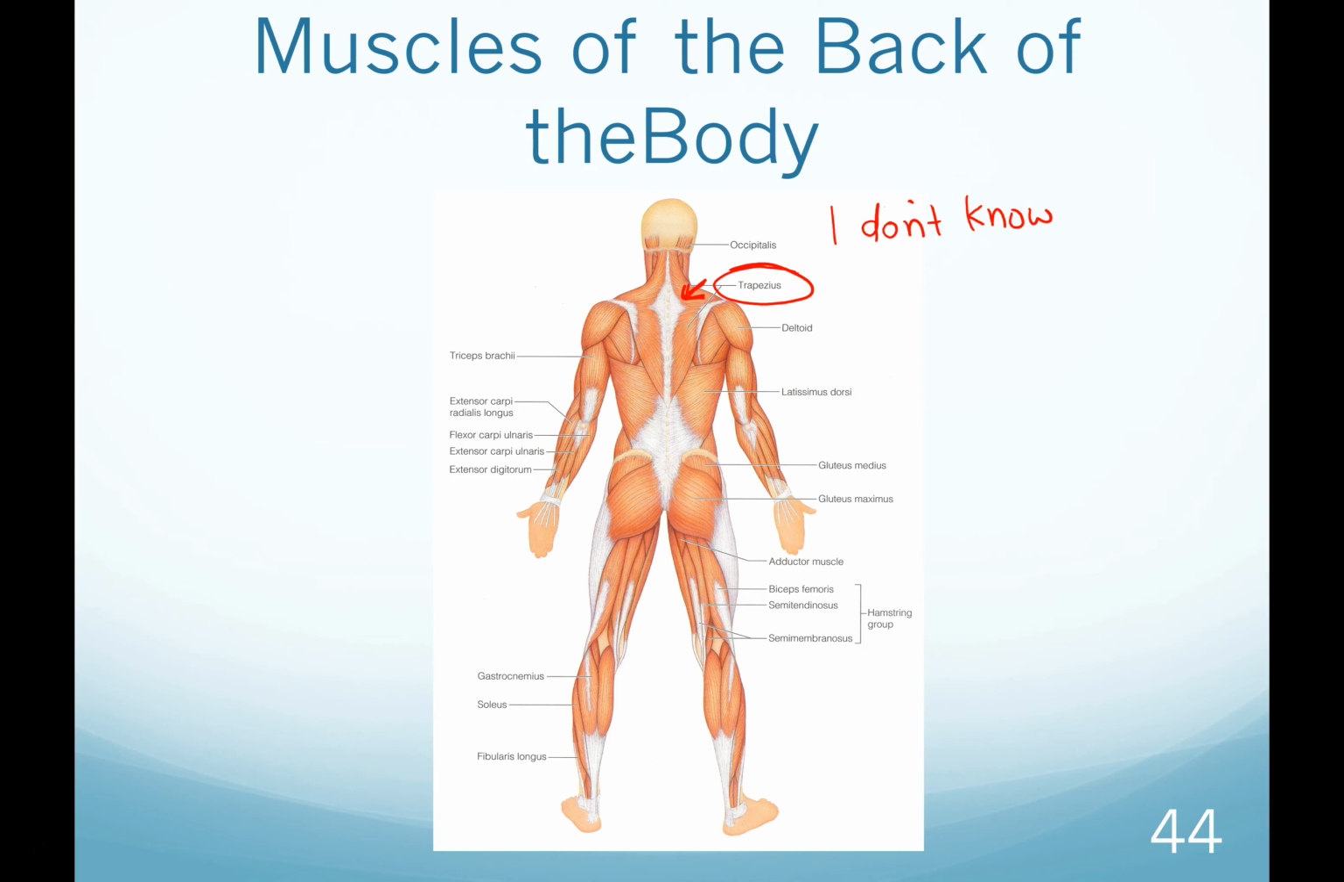Then let's go to your triceps over here. Your triceps are found in the back of your arm. That's not going to allow you to bend your arm, but it's going to allow you to straighten your arm.